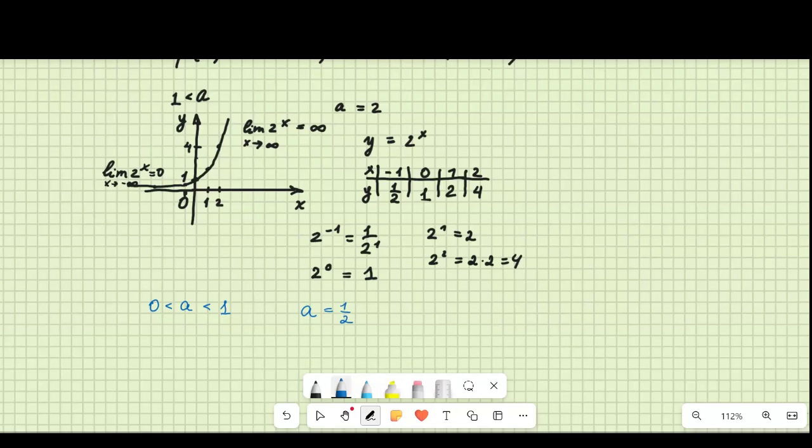So we're going to have the function y equals 1 over 2 to the power of x. As we probably remember, when we raise a fraction to a power, we can raise 1 to the power of x, and here 2 to the power of x. Well, 1 to the power of x is still going to be 1, and we are going to have 1 over 2 to the power of x.